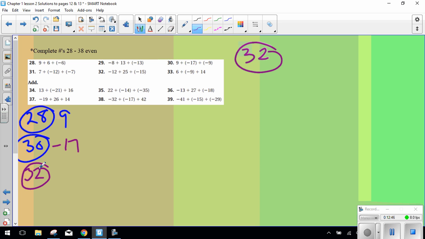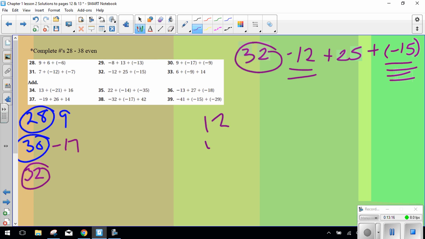So 32, we have negative 12 plus 25 plus negative 15. So there's numerous ways to do this. Most students like to just start at the negative 12 and add 25 to it, and then figure out their answer and then go to negative 15. What I like to do is take the two numbers that have the same signs and add them together because it's basic addition. So 12 plus 15 is 27. So since they're negatives, I have negative 27 plus 25.